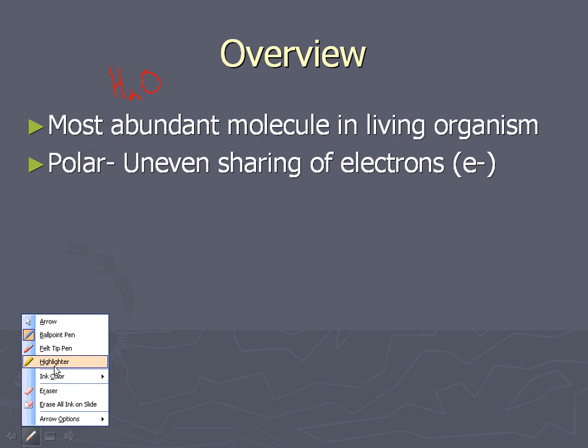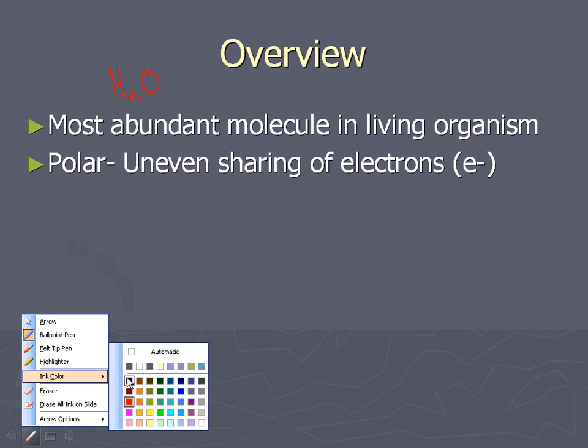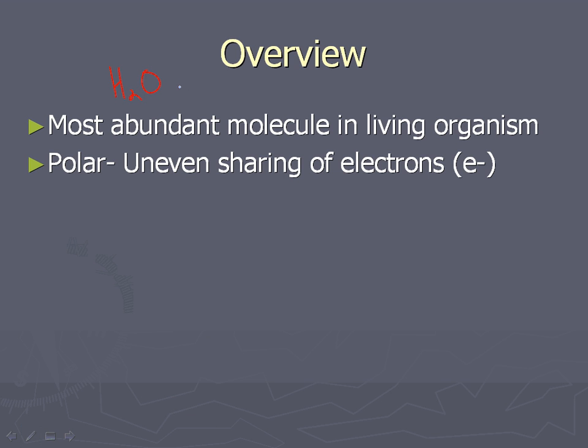Water is the most abundant molecule in our body. So everything's made up of water. Humans are about 70% water, and that's why it's so important. And water's got some really interesting properties that we're going to talk about in a minute that makes it so important.